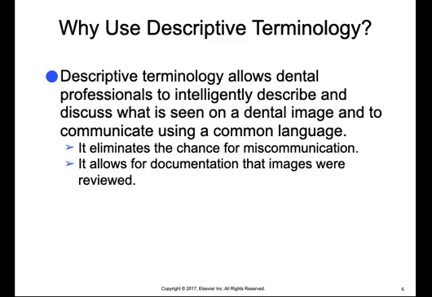And descriptive terminology also allows the dental professional to document what is seen on the dental image in the patient record in terms of appearance, location, and size. Documentation of what is viewed on dental images is essential for legal purposes. A written description of what is viewed indicates that a qualified dental professional has interpreted the dental image.